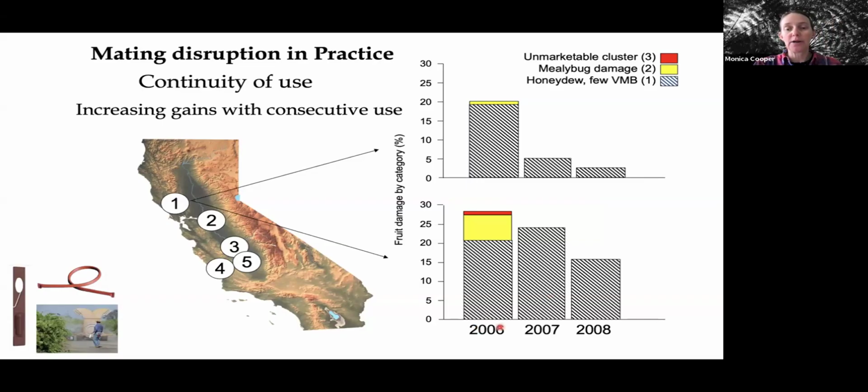So what we're seeing here is that these are blocks that started to have mating disruption in 2006, and we were still getting some damage to the fruit in 2006, but by the third year we were getting very little damage to the fruit, particularly in this block where we were finding very few vine mealybugs in the clusters. There were still some here, but you can see that we're getting increasing gains over time. So it's something that you're going to want to keep using consecutively to get the most out of mating disruption.